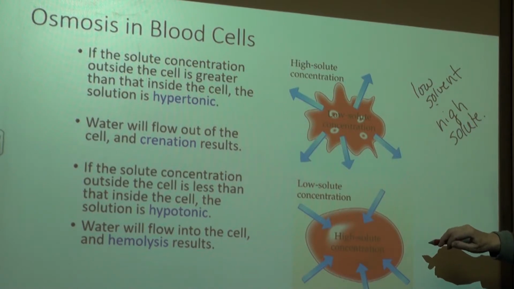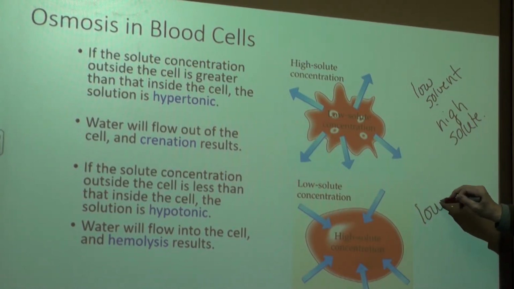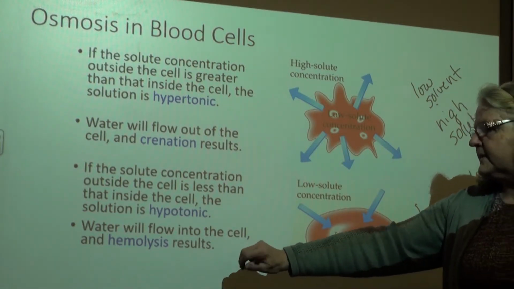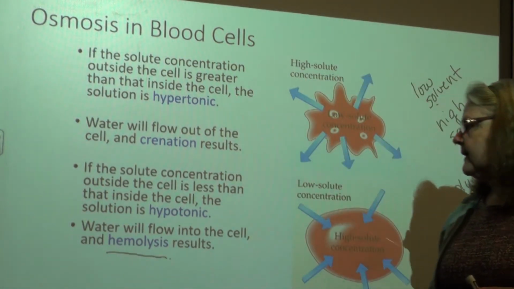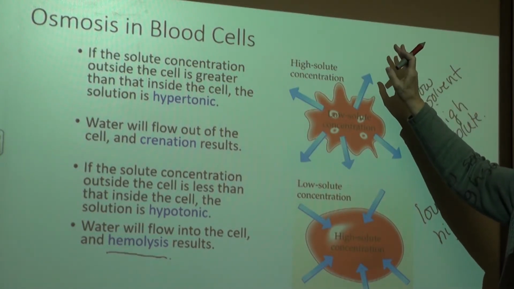Exactly the opposite thing happens if I have a high solute concentration in here. That means outside I have a low solute, which is high solvent. So my solvent crosses inside of my blood cell, and it expands and it can eventually break, and they refer to that as hemolysis. This type of solution is referred to as hypotonic. This type of solution is referred to as hypertonic.